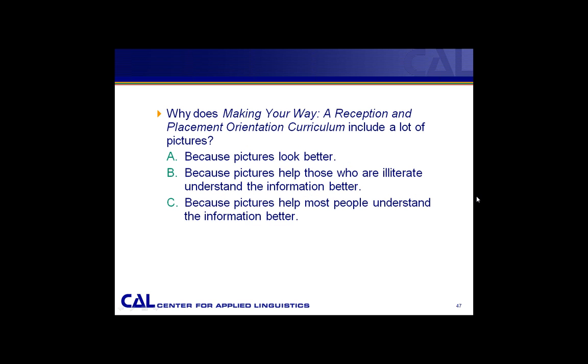My third question, why does Making Your Way, a reception and placement orientation curriculum, include a lot of pictures? Is it A, because pictures look better? Well, they do, right? B, because pictures help those who are illiterate understand the information better? Or C, because pictures help most people understand the information better? So you can go ahead, type A, B, or C into your question box.